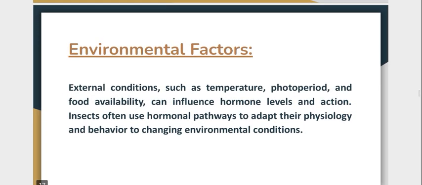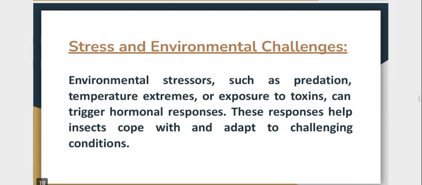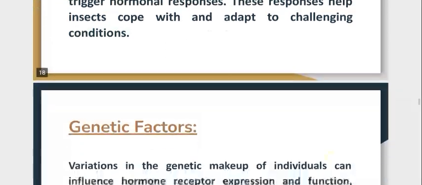And environmental factors have a considerable amount of effect on this hormone action. External conditions such as temperature, photoperiod, and food availability can influence hormone levels and actions. Insects often use hormonal pathways to adapt their physiology and behavior to changing environmental conditions. And stress and environmental challenges are there. Environmental stressors such as predation, temperature extremes, or exposure to toxins can trigger hormone responses. These responses help insects cope with and adapt to challenging conditions.